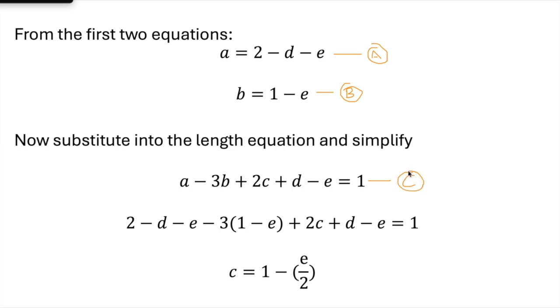So after substituting, I will write A as 2 minus D minus E, and then I will write B as 1 minus E, and I will simplify it, so I can cancel D to D, and after simplifying I will get C equals (1 minus E) divided by 2.